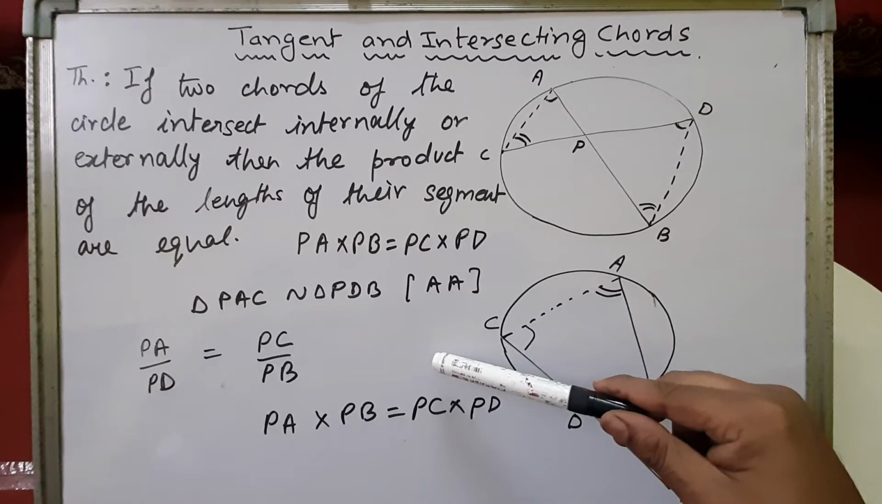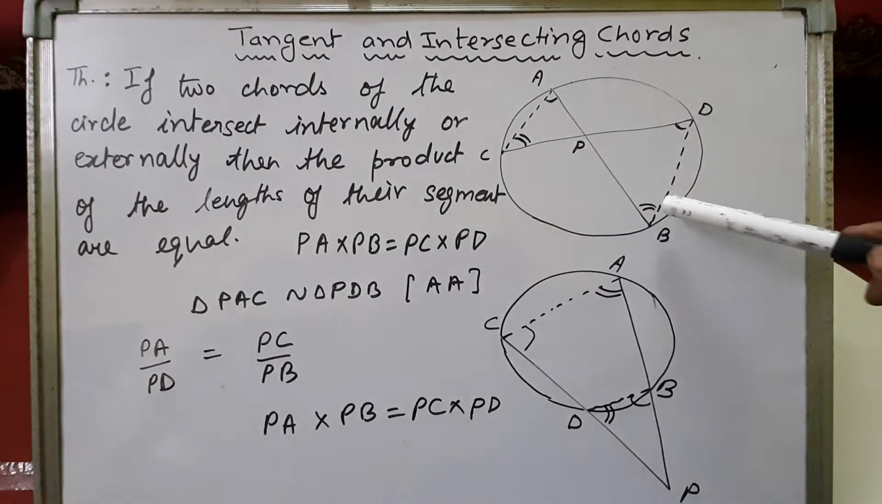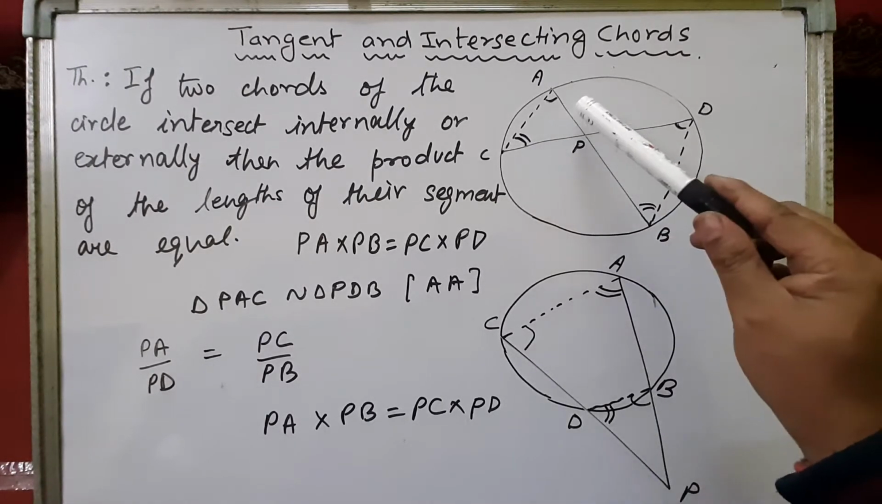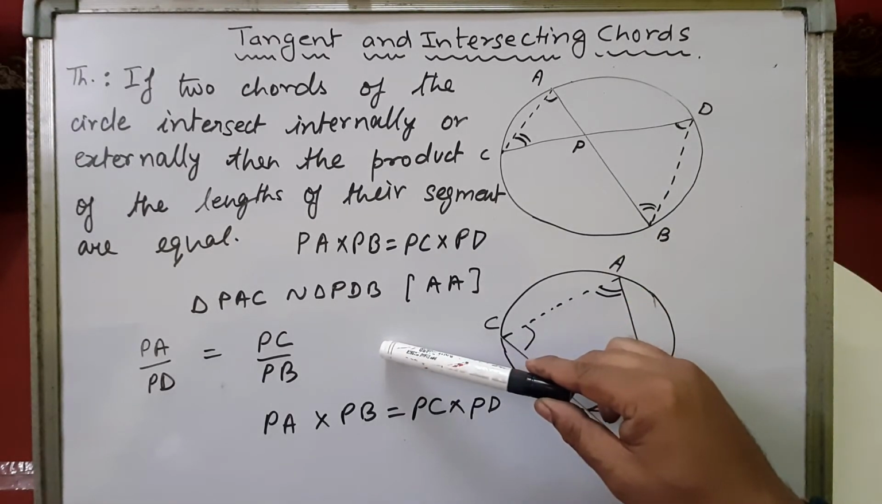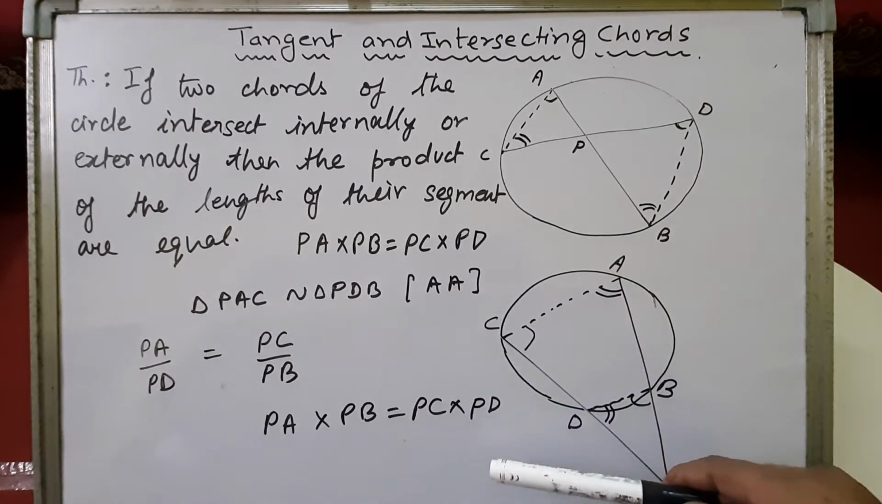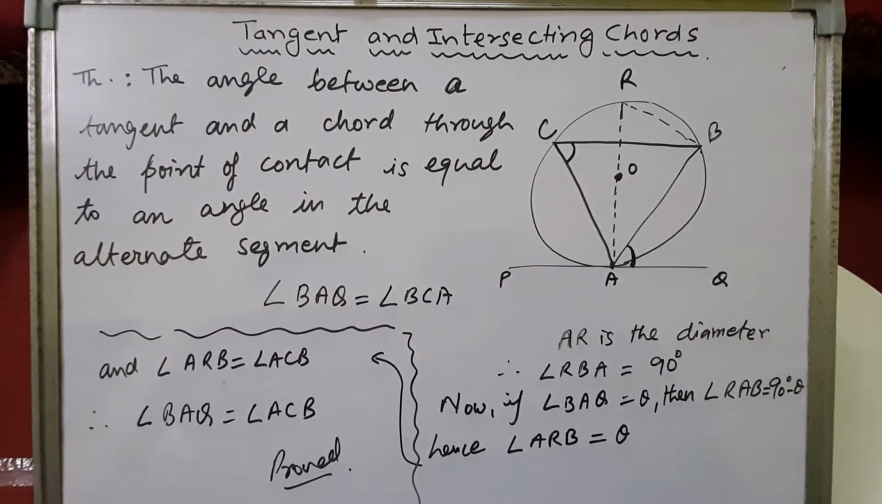So when triangles are similar, that means the ratio of the corresponding sides will be the same. So if we find the corresponding sides, these two angles are equal. The side in front of the equal angle is PA, the side in front of this equal angle is PD. So PA upon PD equals PC upon PB. When we cross multiply, we get this result, PA into PB equals PC into PD. Alright. Note down. Now children, let's see another theorem.